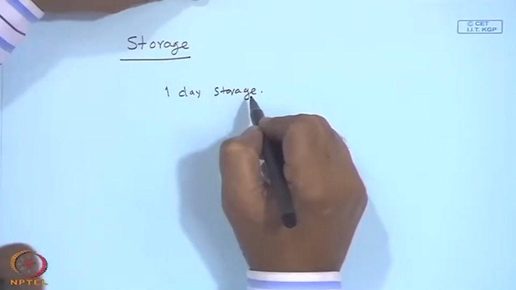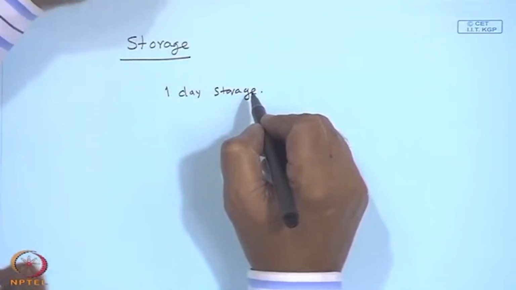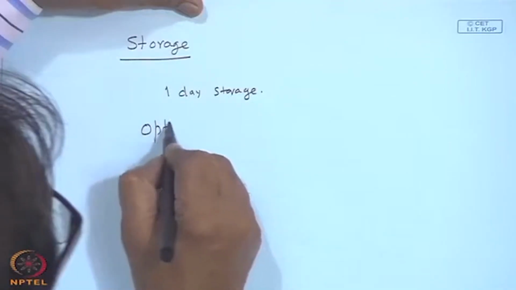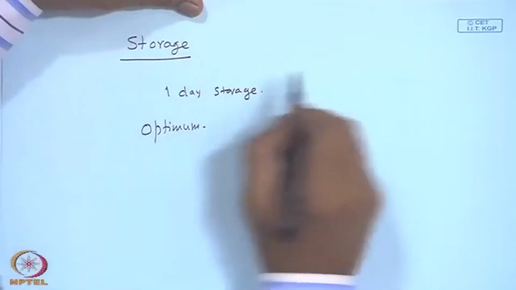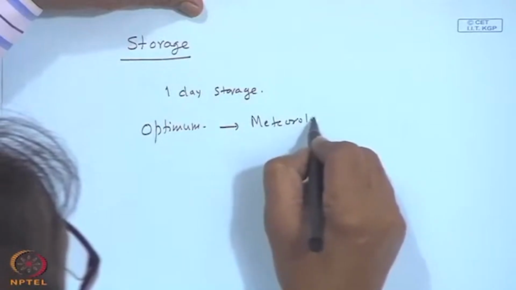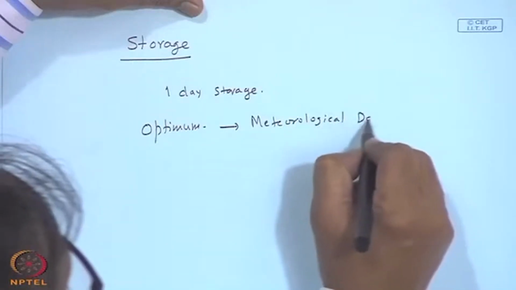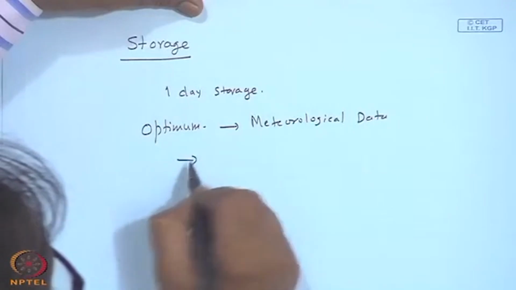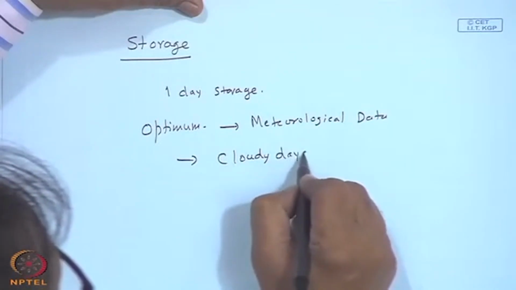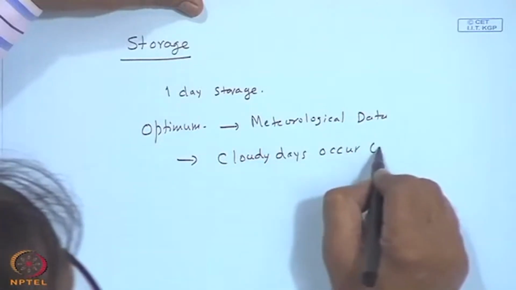And you may typically provide 1 day storage, so that the energy collected today shall be available for use irrespective of the timing the next day. So, a 1 day storage is typical, and for an optimum method one has to go through this. This requires meteorological data, which essentially shows how many cloudy days occur consecutively.